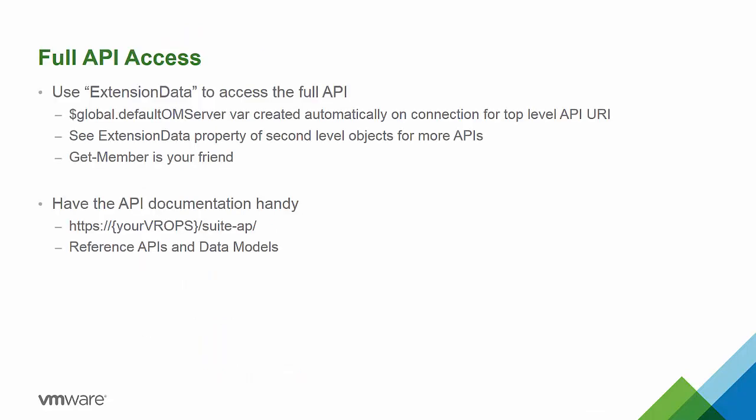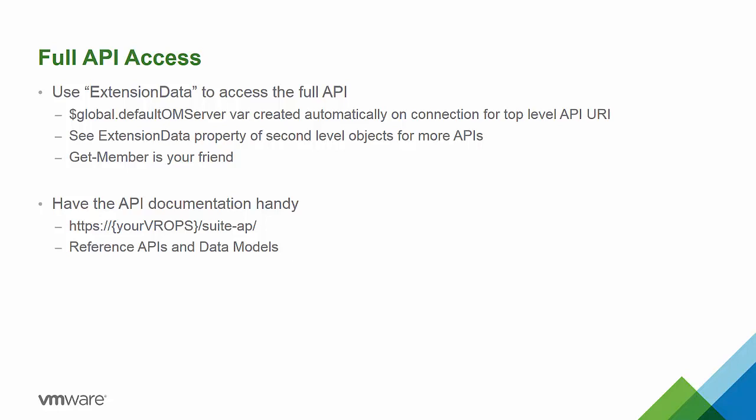Full API access, as I mentioned, we won't be able to demo this today. We just won't have time. But the full API access is available through extension data, and there is a global variable that is created when you make a connection to your vROps server, or OM server, as it's referred to in the module in PowerCLI. You'll get the top level APIs.